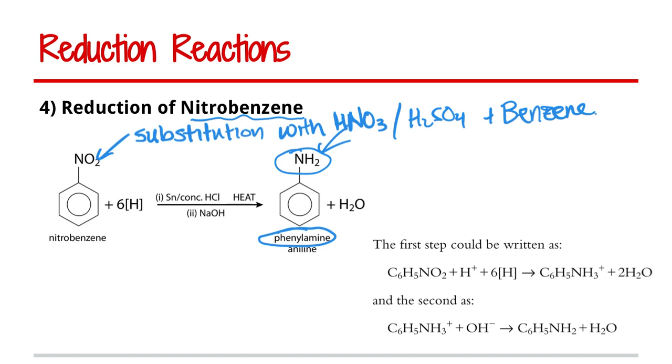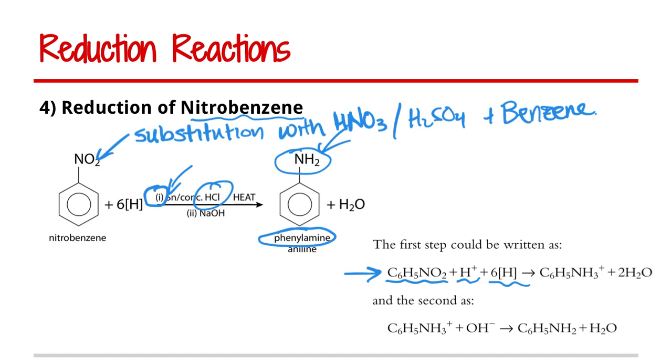This happens in 2 steps. The first step requires tin and concentrated hydrochloric acid and some heat. The first step can be written like so. This is our nitrobenzene in an acidic environment, so that's where the HCl is coming from, and our reducing agent, which is our tin in this case.